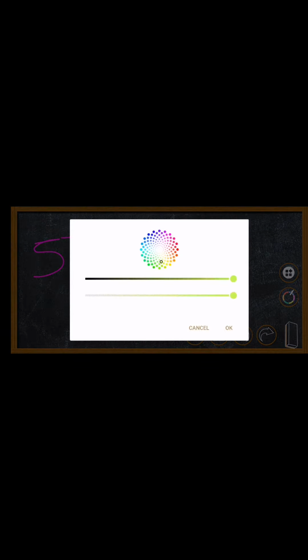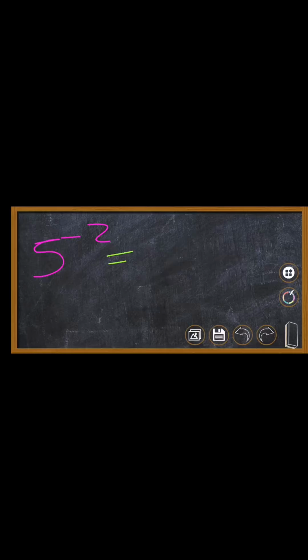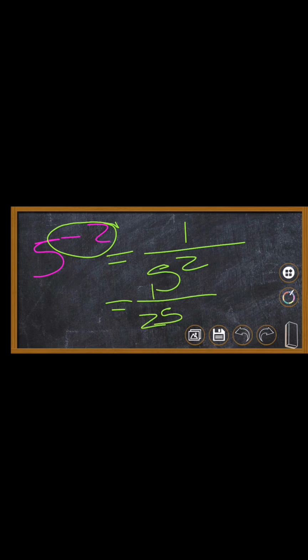So now our question is, what is 5 to the power of negative 2? So we need to solve that. Looking at this, we know 5 squared, but we don't know 5 to the power of negative 2. So we need to change that negative 2 to a positive exponent. How do we do that? We put the whole 5 to the power of 2 under 1, so it becomes positive. So it's 1 over 5 squared. And if you simplify that, 1 over 5 squared is 1 over 25. And that's it. That's the answer for that question.